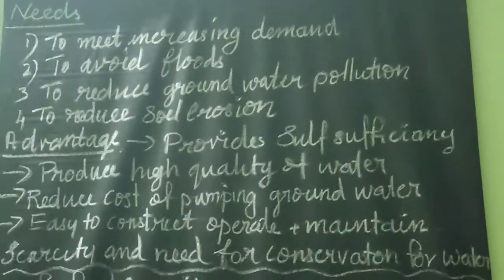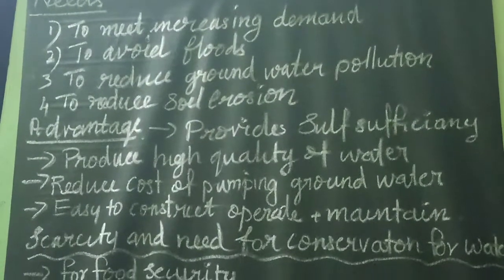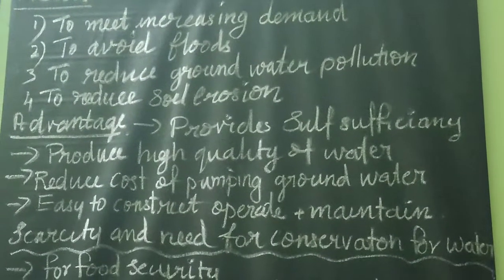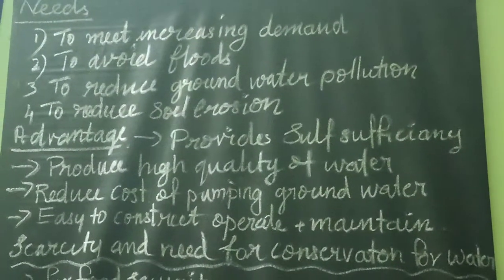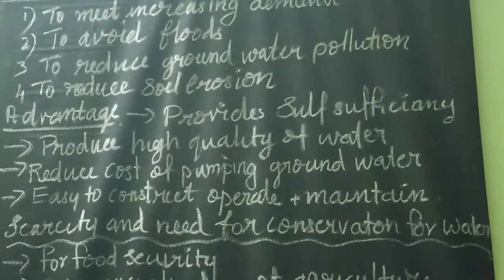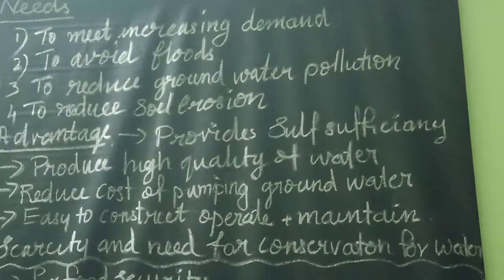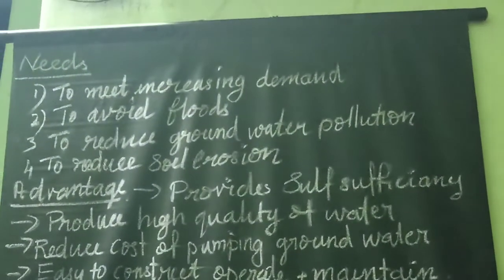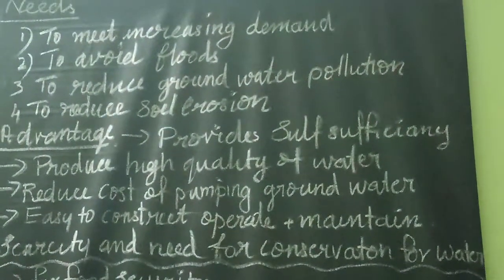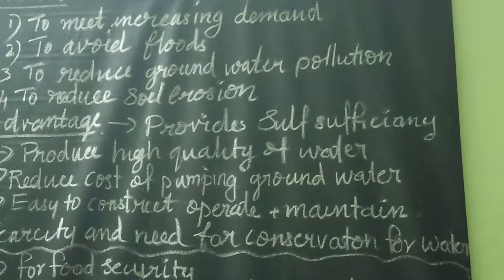Now what are the disadvantages of this rainwater harvesting? Sorry, advantages, not disadvantages, advantages of rainwater harvesting. First of all, it provides self-sufficiency in water supply. If we have a rainwater harvesting system, we need not depend on the state. So in that way it provides self-sufficiency in water supply. Secondly, it reduces the cost of pumping groundwater. When we draw out groundwater, it needs a certain amount of energy, so we can reduce that.